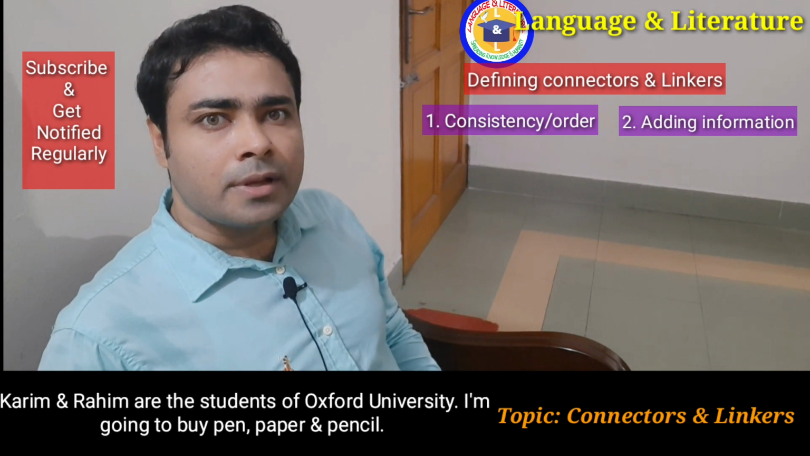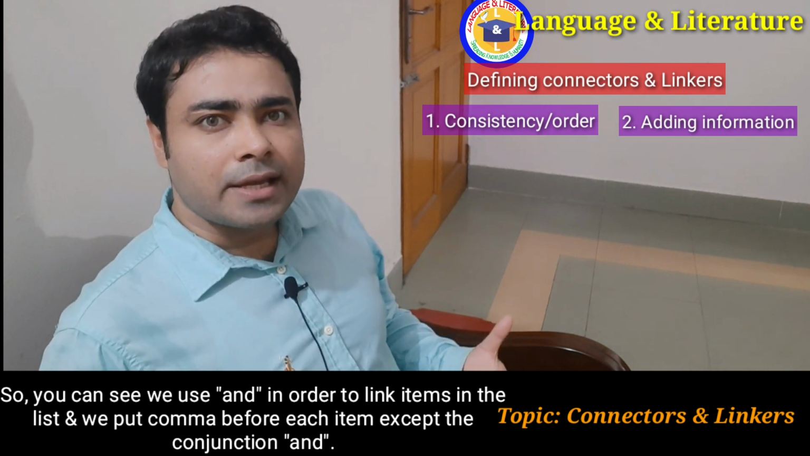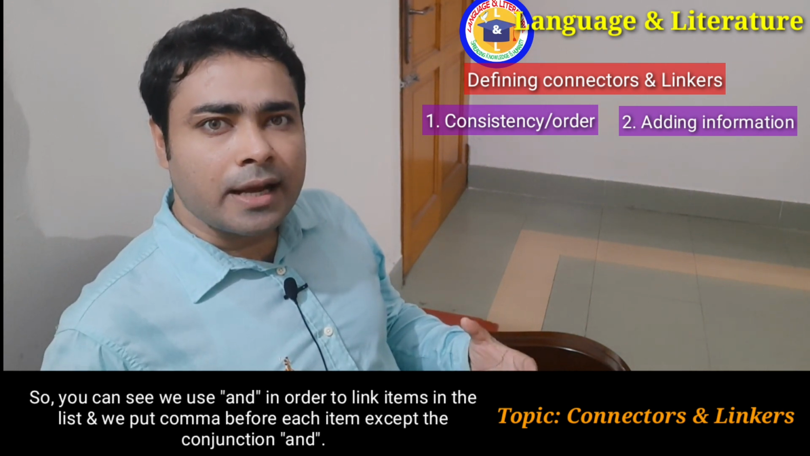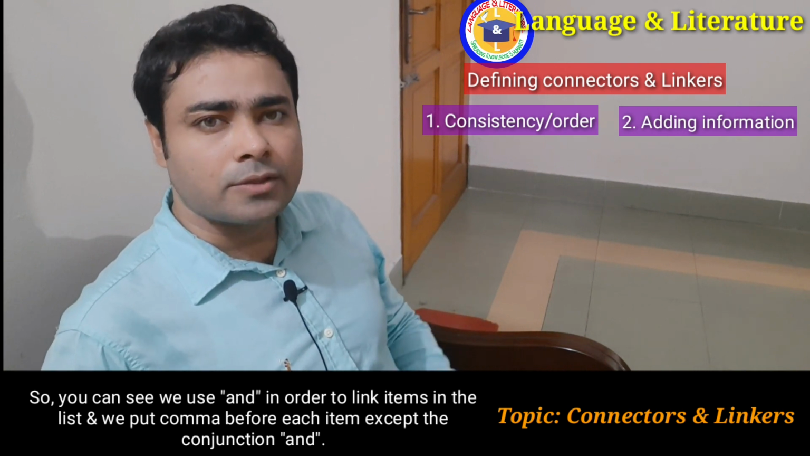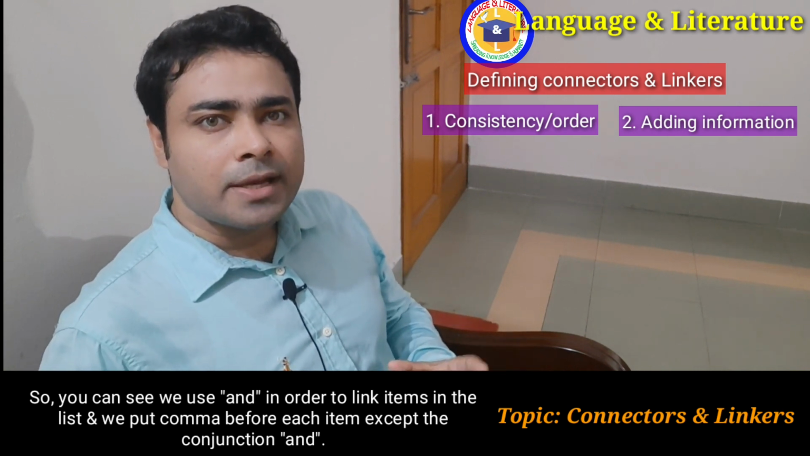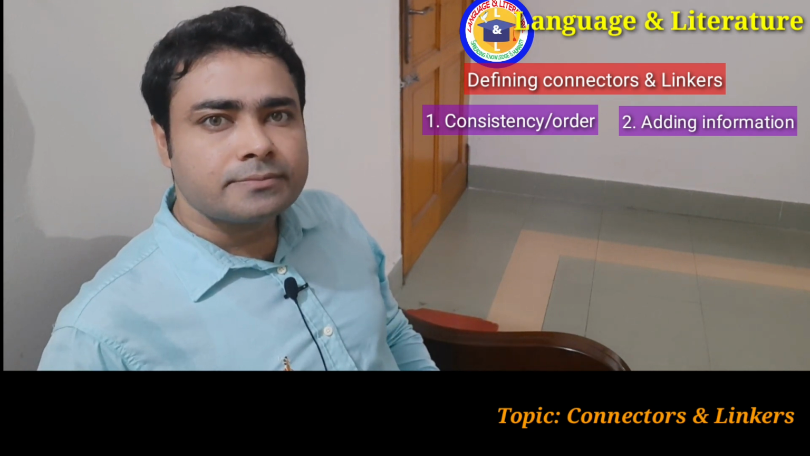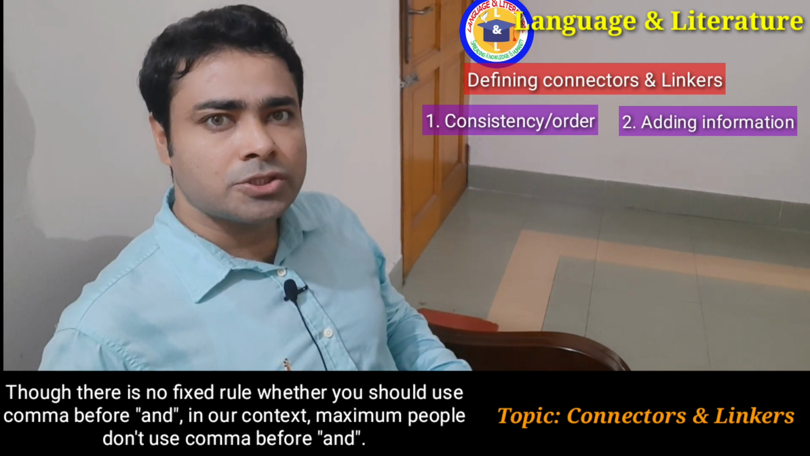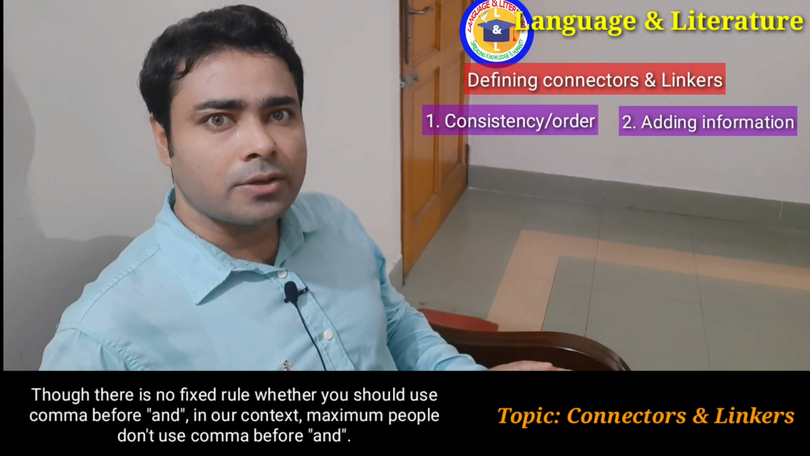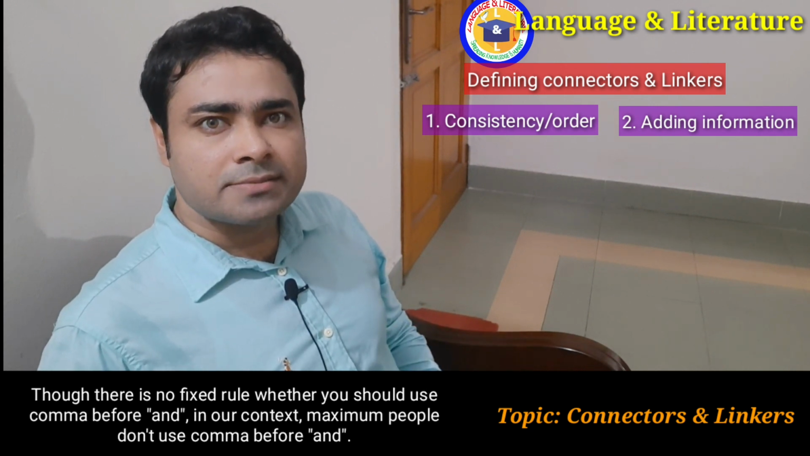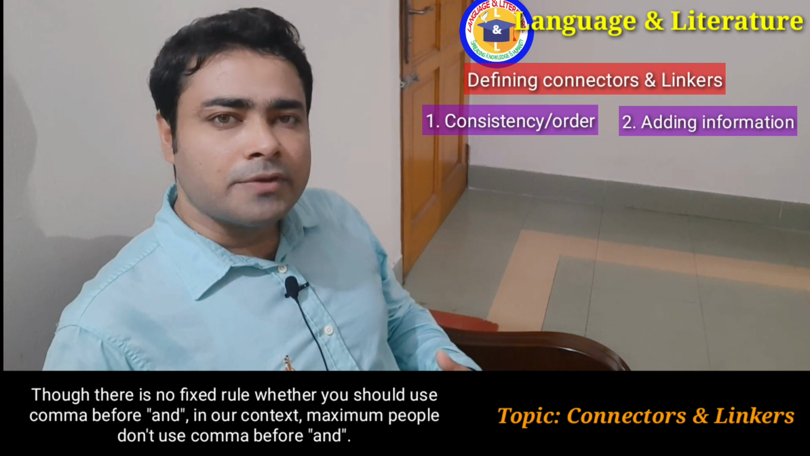Karim and Rahim are the students of Oxford University. I am going to buy pen, paper and pencil. So you can see we use and in order to link items in a list, and we put a comma before each item except the conjunction and. Though there is no fixed rule whether you should use a comma before and or not, in our context most people do not use a comma before and.